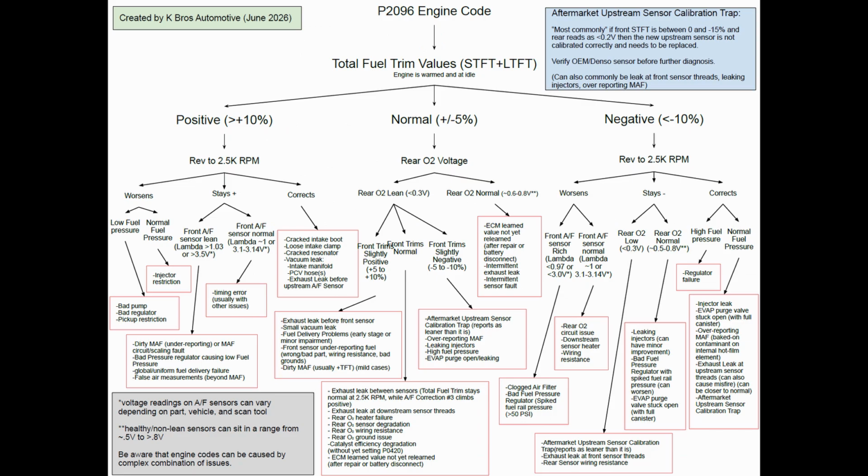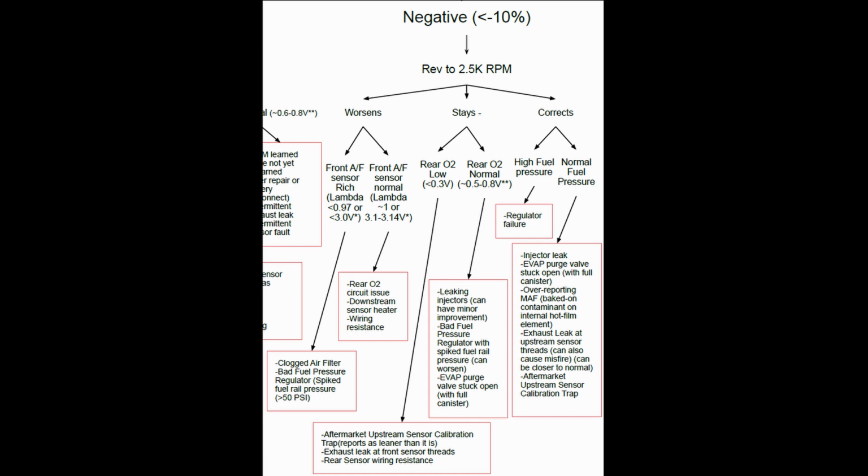Now, if total fuel trim values are negative 10% or more negative, it falls into 3 more categories. Again, we're going to rev it to 2,500 RPMs, and we're going to sort it from there. If it worsens, we should look at the front AF sensor. Again, look at these specific values for your car. They can be different, so do an extra Google search. And from there, you can narrow it down to just a couple things, which is really convenient.